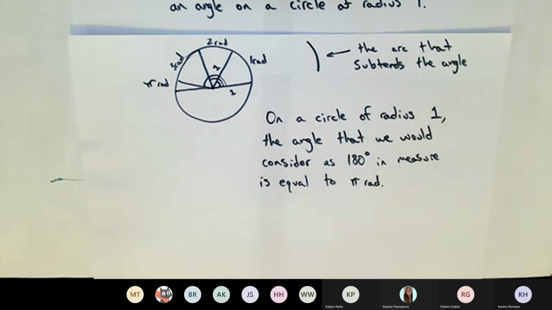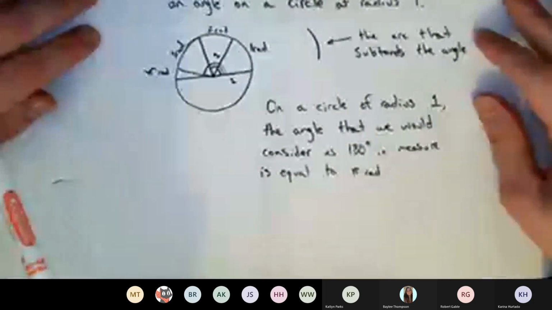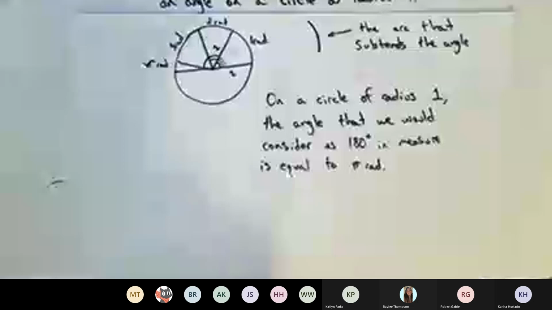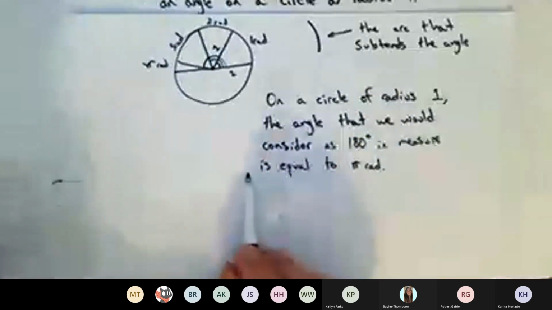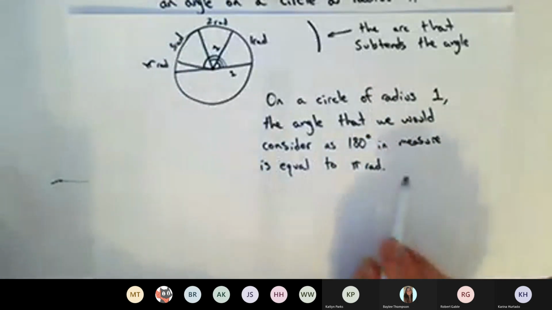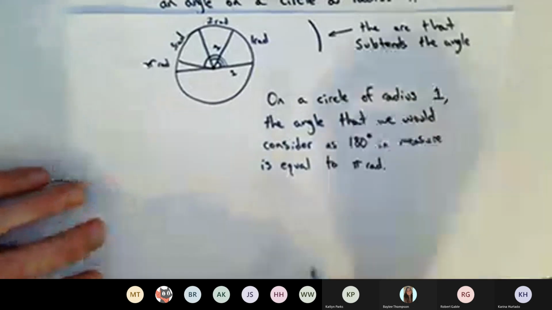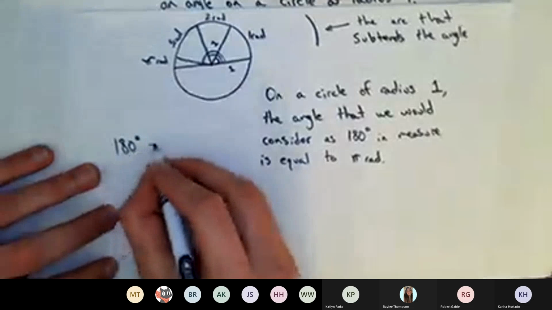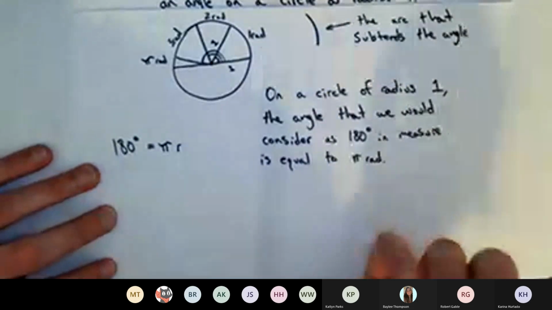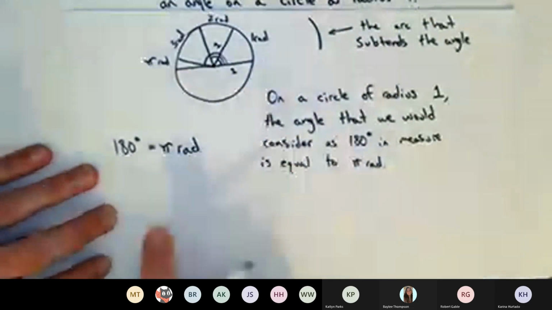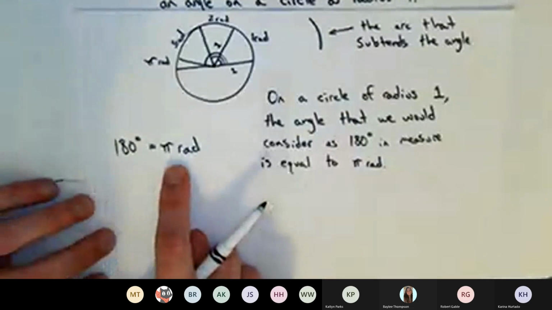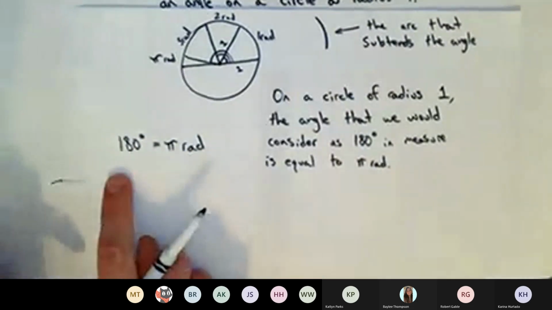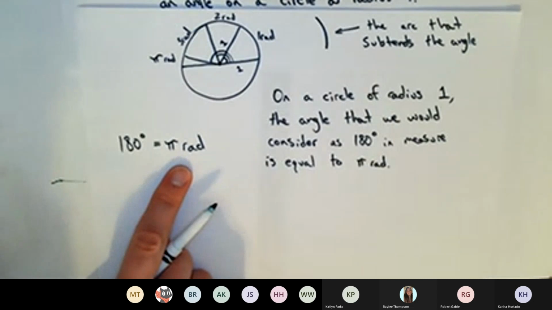Okay, so I'll say more about this in a bit. But I want to get straight into how we can use this idea to go back and forth between radians and degrees. So what do I have here? On a circle of radius 1, the angle that we would consider as 180 degrees in measure is equal to pi radians. So I have an equation, a conversion rate: 180 degrees is equal to pi radians. We abbreviate radians R-A-D.